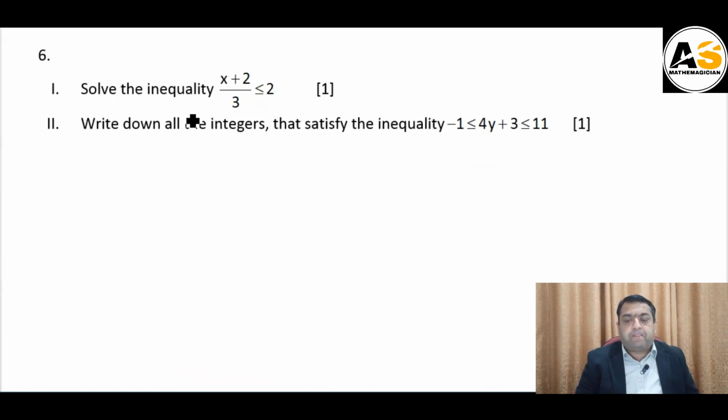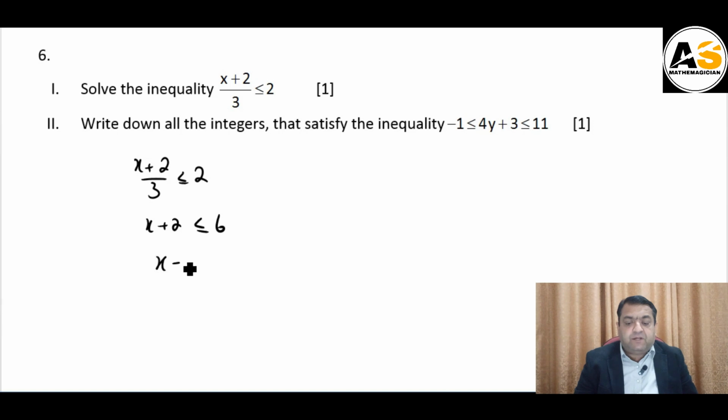Question number 6. In part 1, we have to solve the inequality (x plus 2) over 3 is less than or equal to 2. Multiplying by 3, x plus 2 is less than or equal to 6. Then x plus 2 minus 2 is less than or equal to 6 minus 2. x is less than or equal to 4.